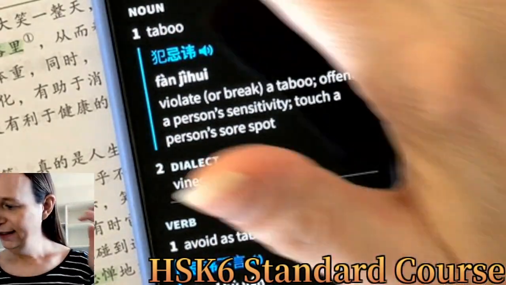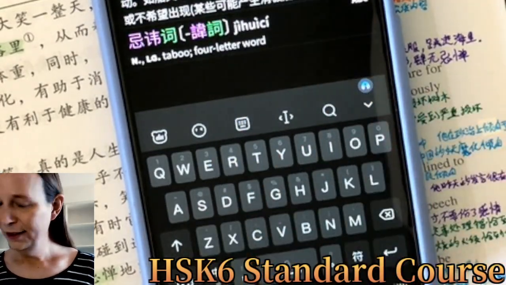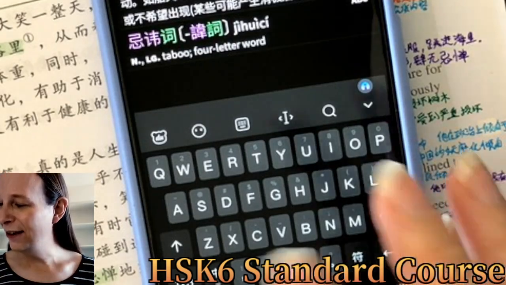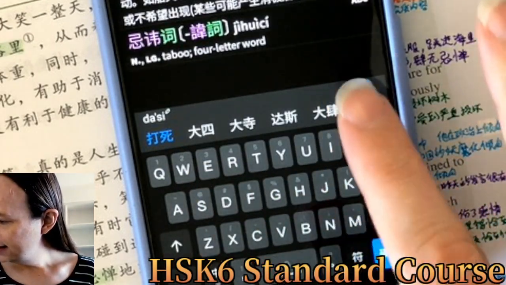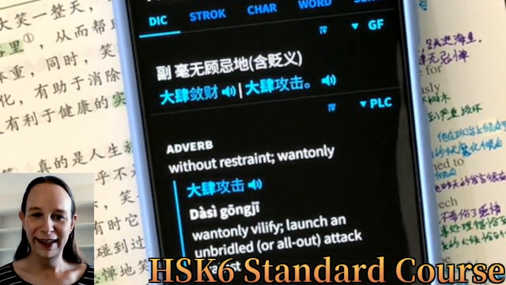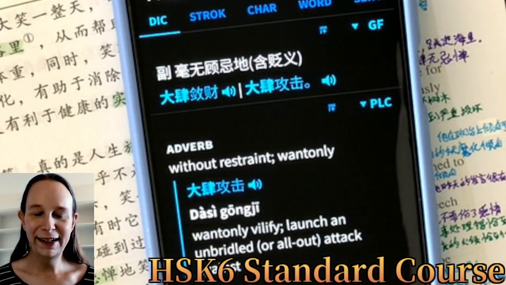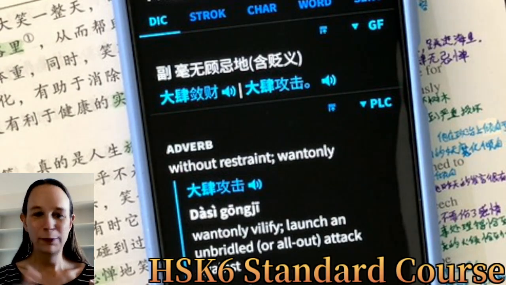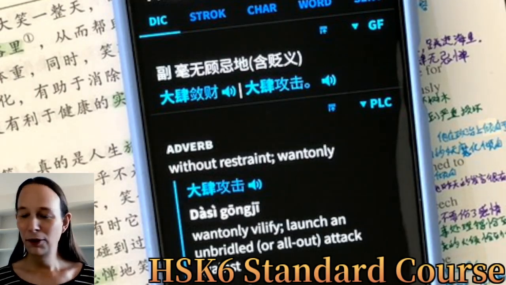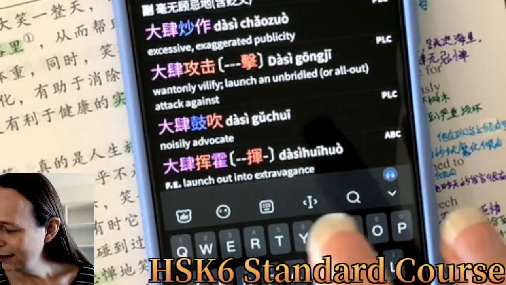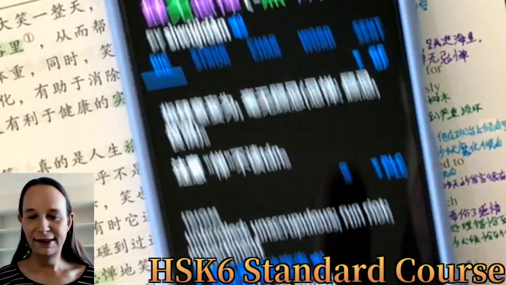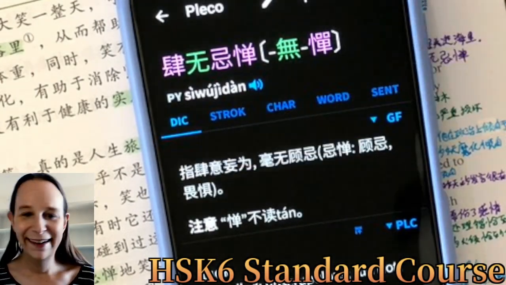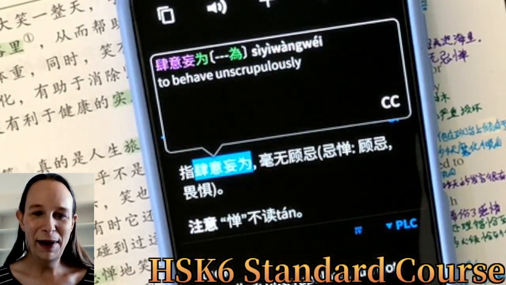So this is 肆无忌惮. Both of these characters are a bit... 四 is 大四的四, wantonly, without restraint, right? So presumably in 肆无忌惮, 肆 is like wantonly, without restraint, 无 is without, 忌 is taboo, 惮, I don't know. 肆意妄为. To behave unscrupulously?